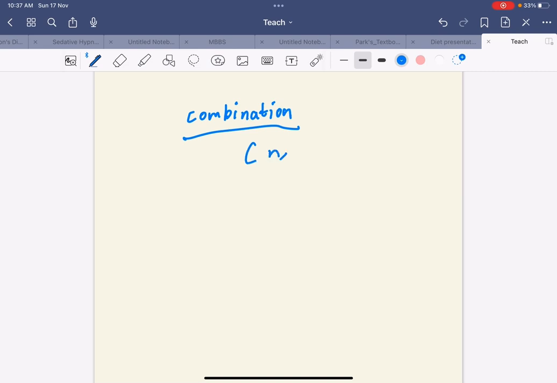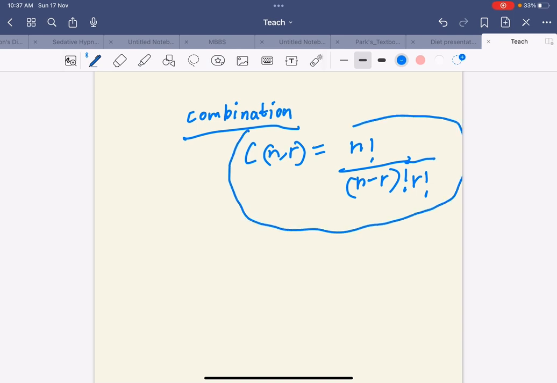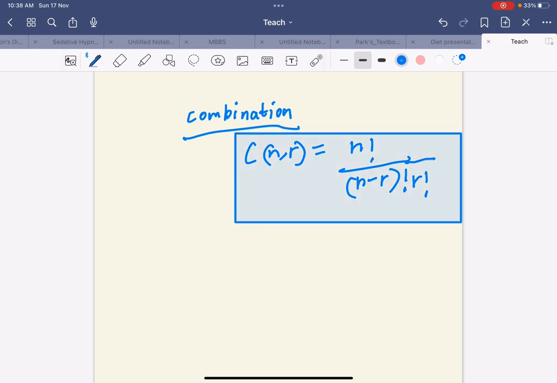So C of n comma r, this is very similar to the formula in permutation, but it is not the same. It is n factorial divided by (n minus r) whole factorial times r factorial. That is C of n comma r, the combination of n comma r.